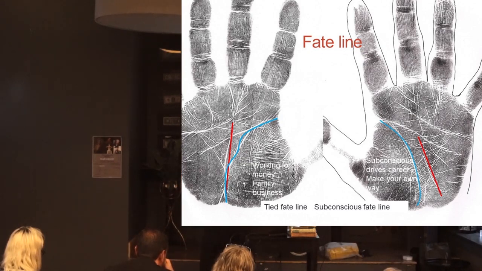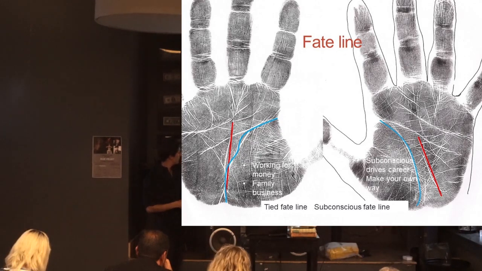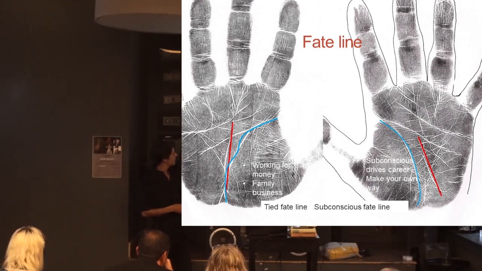So when the fate line, as we can see on this hand here on the left, is actually tied to the lifeline, can you see it's connected? The two aren't separate. And I'll show you on this one here. On the other hand, the two are very, very different. Can we see where the fate line's coming from here? I'll put that up again.